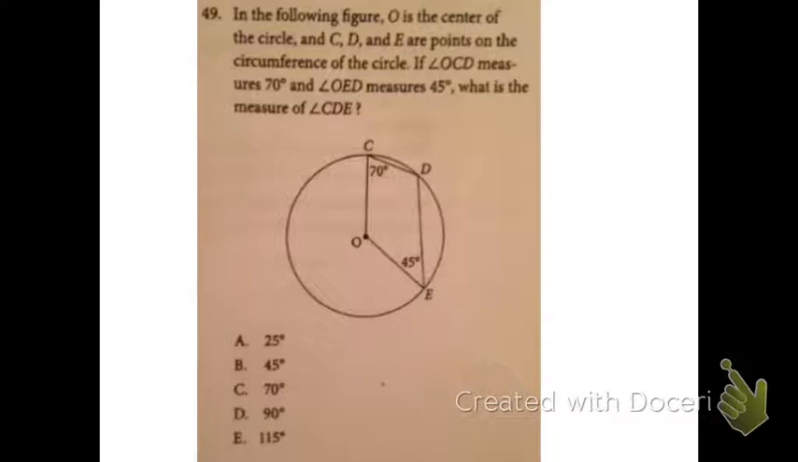So we have a figure below, and O is the center, and C, D, and E are on the circumference of the circle. OCD is 70 degrees, and OED is 45 degrees. So what's the measure of angle CDE? That angle, this angle right here. If you want to try it on your own first, I suggest you pause the video, and then I'll show you how to do it.